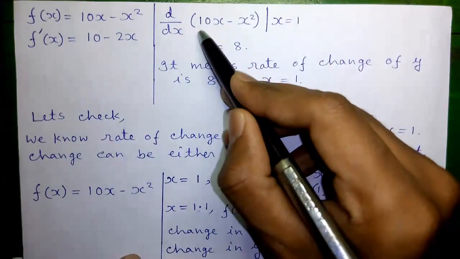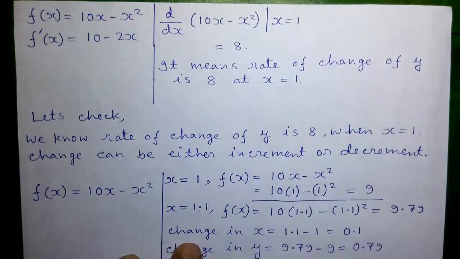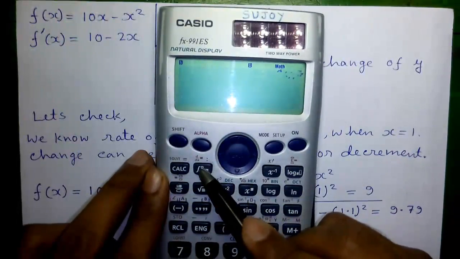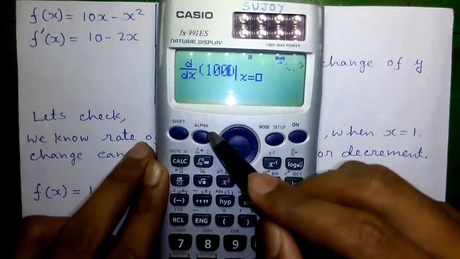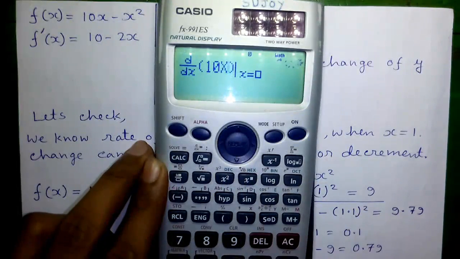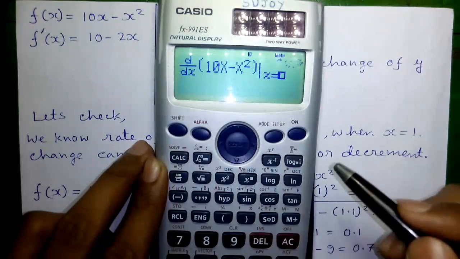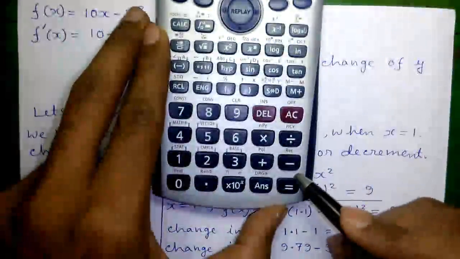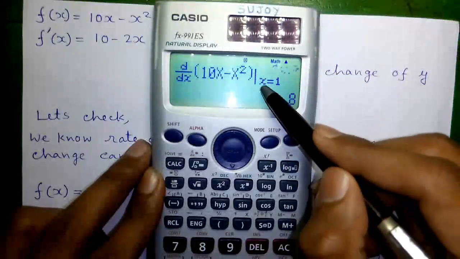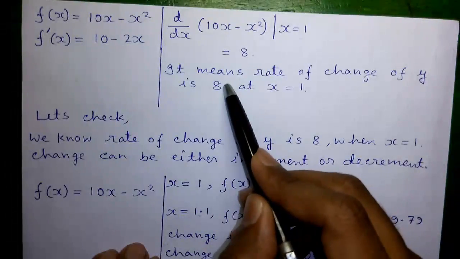Let's find the derivative of 10x minus x square at x equals 1. This is our given question. Let's find that out using this calculator. For that, press shift and this integration button. Enter the function 10, press alpha and this button for x, minus alpha, this button for x and this button for square. Scroll to the right, enter 1, press equals. So the derivative of the function 10x minus x square at x equals 1 is 8. So the rate of change of y is 8.